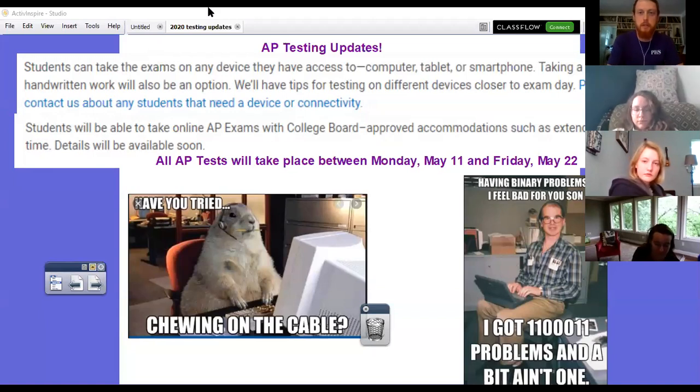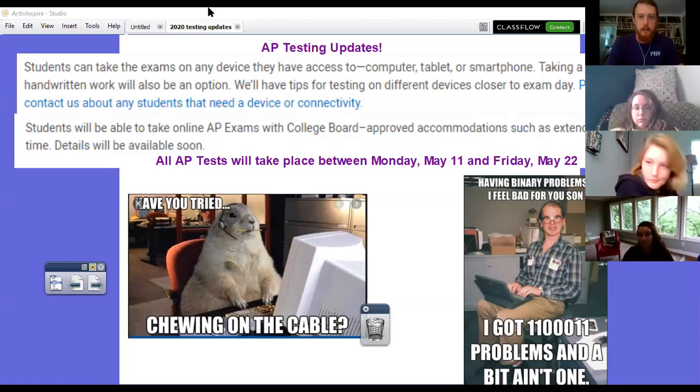They'll have tips for testing on different devices closer to exam day. All of you are connected via some kind of electronic device right now, but if something happens or you lose internet or something, College Board is going to get you some kind of way to test, so let me know and I can help you with that. And they keep saying there will be simulations for you to be able to practice uploading your documents. So don't stress out about that. You guys are all better at technology than your teachers, so you should be fine.